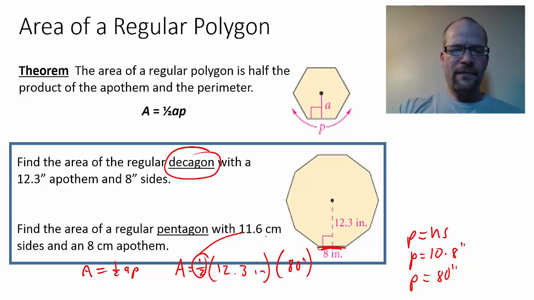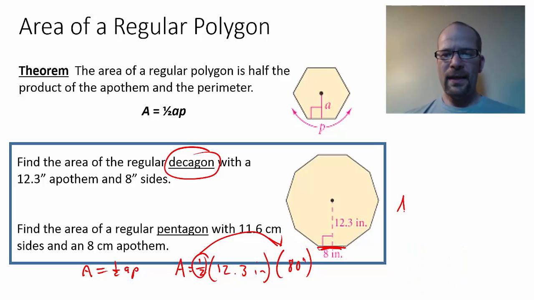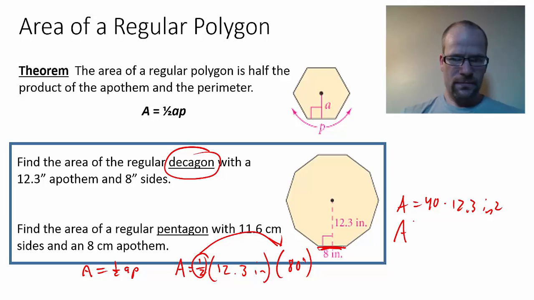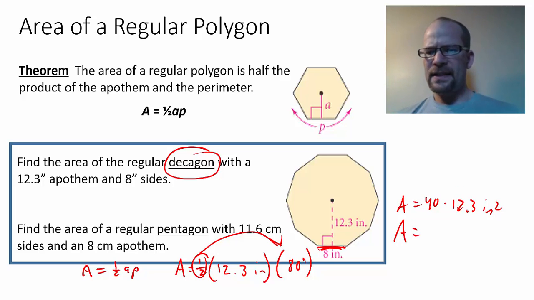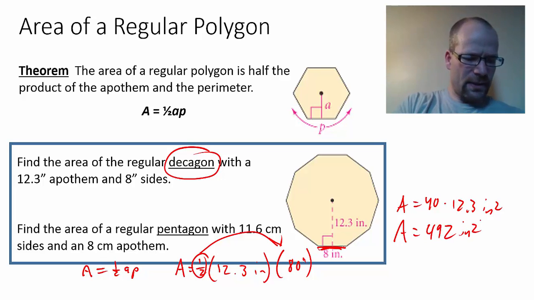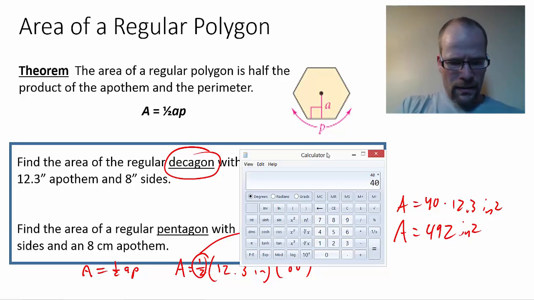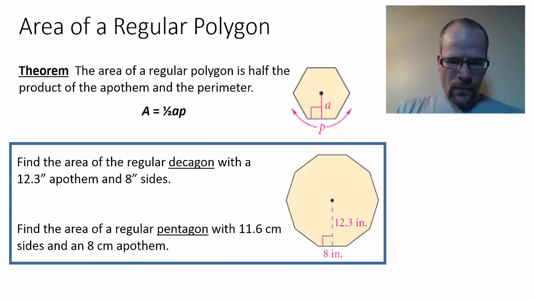We can take this 1/2 and multiply by 80. We end up with A equals 40 times 12.3 inches squared. And finally, I believe that's 480 plus 12, 492 inches squared. Let's just check that on a calculator. 40 times 12.3, 492. So that's good. We have one more problem here.